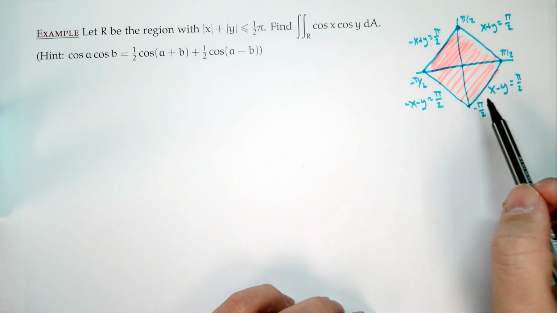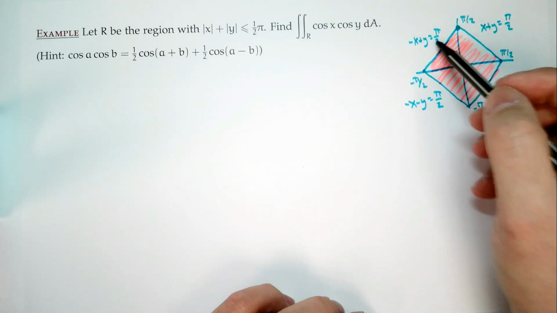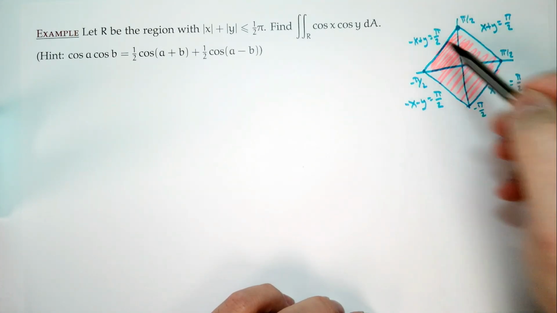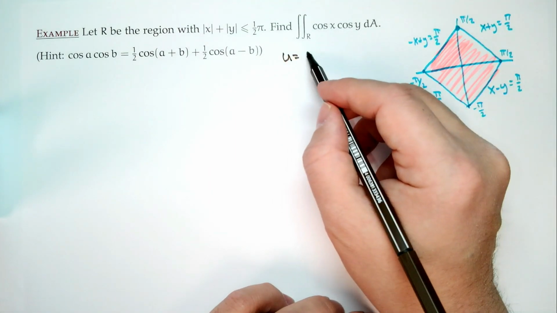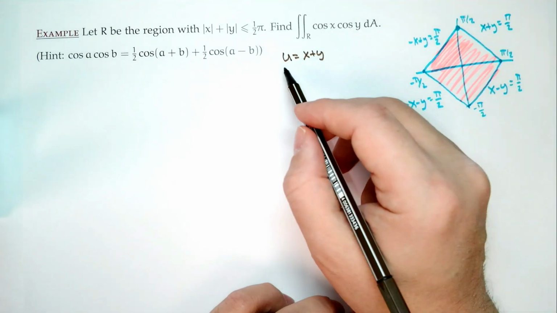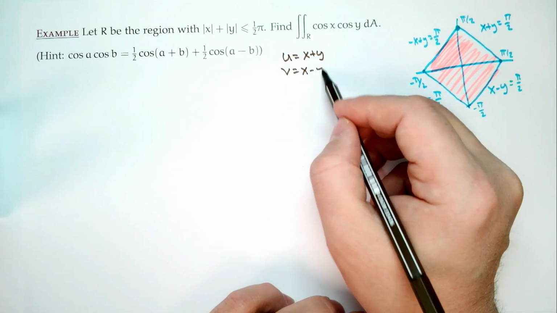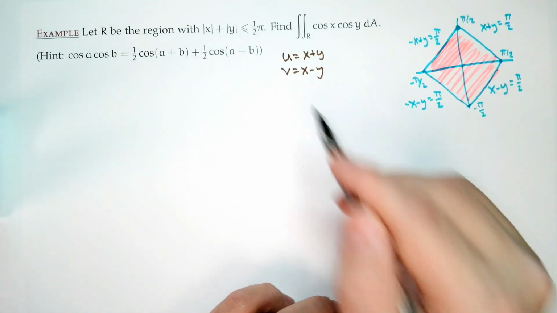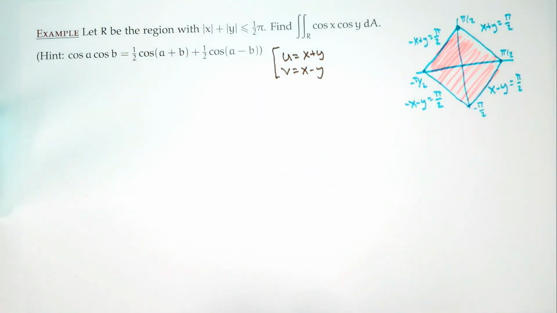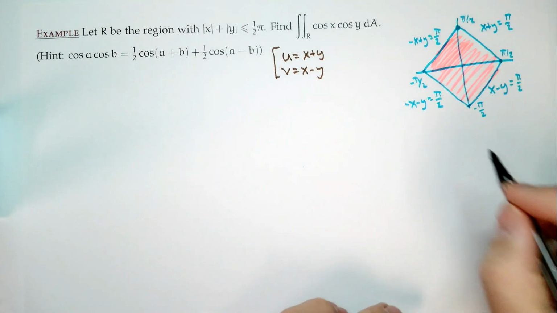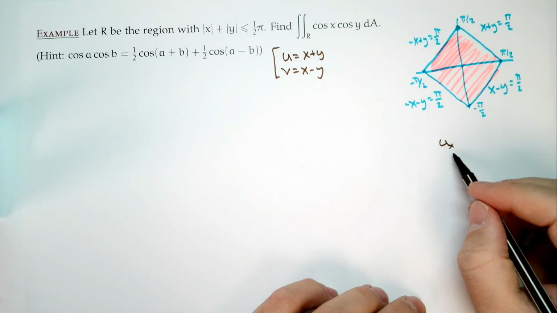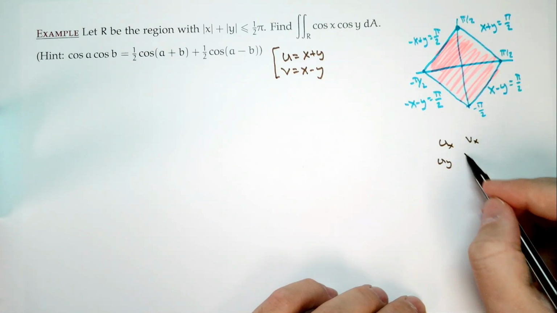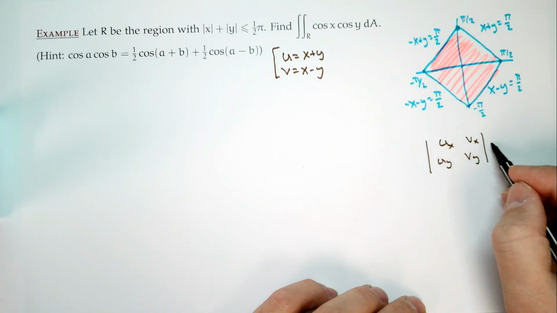Because our region has these nice lines that run at 45 degrees to the axes, let's do the substitution u equals x plus y, and the other substitution v equals x minus y. Normally we'll give you the substitutions, but this is the logic of how you would go about looking for something. So let's do our Jacobian. We're going to look at u sub x and u sub y and v sub x and v sub y.